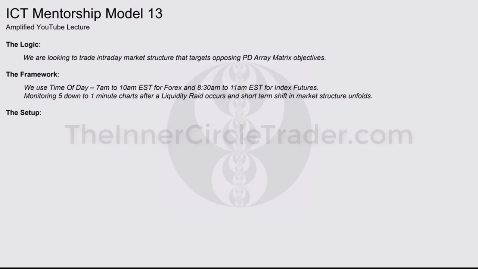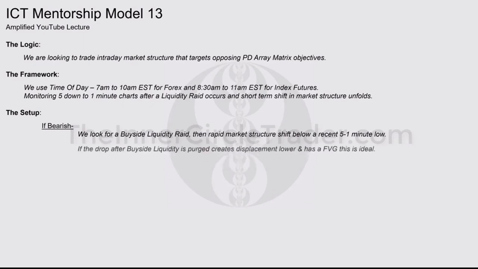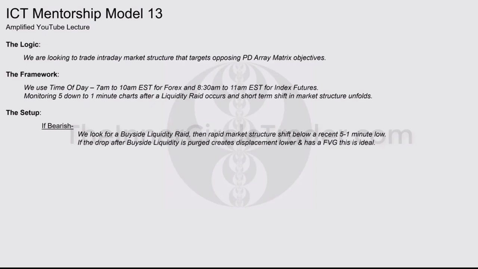The setup. If we're bearish, we look for a buy-side liquidity raid. That means buy side is taken and purged. If we're bearish, we want to see relative equal highs or a single high taken out. Price quickly jumps up into it. Once it takes that buy side, then we're waiting to see a rapid market structure shift below a recent 5 down to 1 minute chart low. That's displacement. If the drop after buy side liquidity is purged creates displacement lower and has a fair value gap, this is ideal.